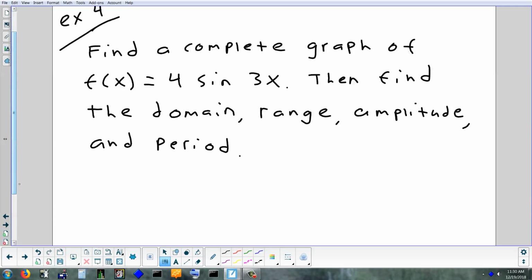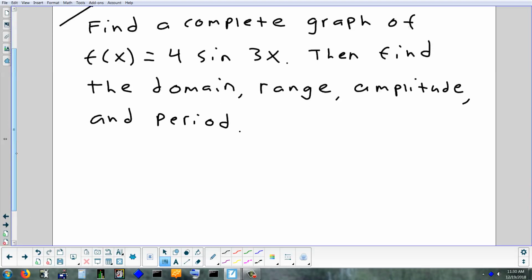So they want me to graph 4 sine 3x and find out some things about it. The things that I'm asking you to find here, this is more like the problems tomorrow. There's a little bit of graphing tomorrow, but it's mostly this kind of stuff. All right. So let's write these down. Kind of figure them out as we go.